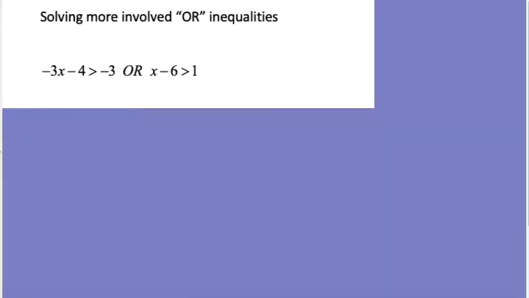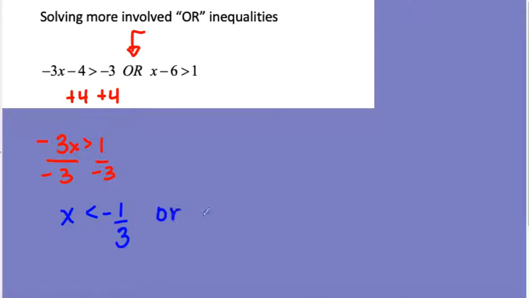Again, the nice thing about these inequalities is that we're going to have two inequalities and we're going to be given the word or. So we solve them just like we do regular inequalities. We add 4 to both sides. We get -3x is greater than 1. We divide by -3. Oops, dividing by a negative means I have to reverse the direction of the sign, or flip the sign. Or is part of my answer.